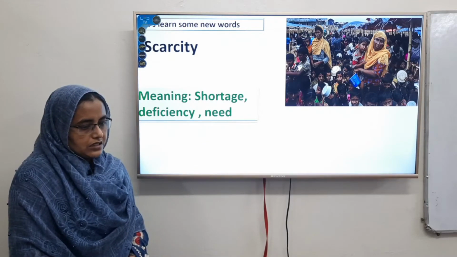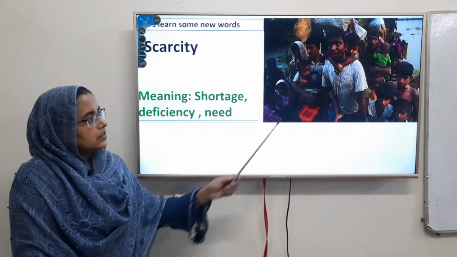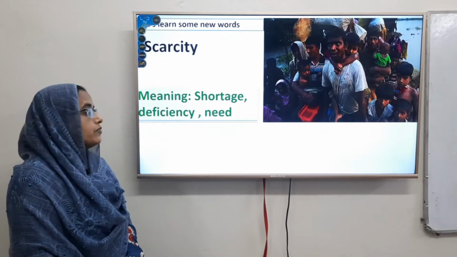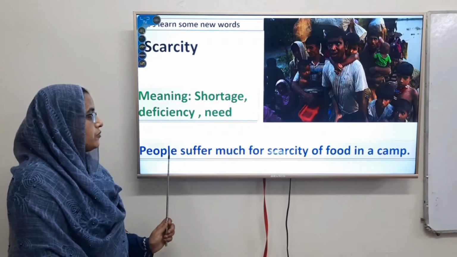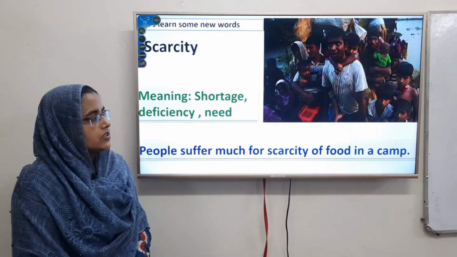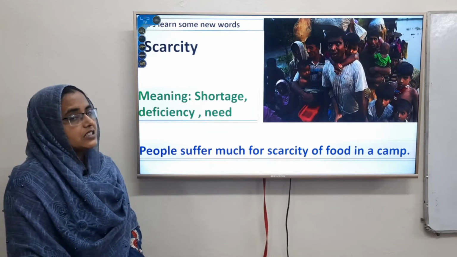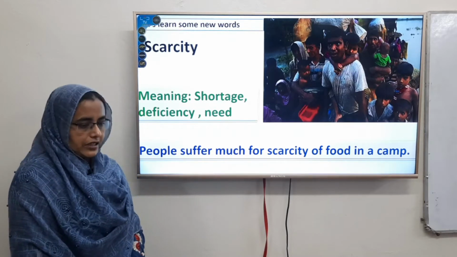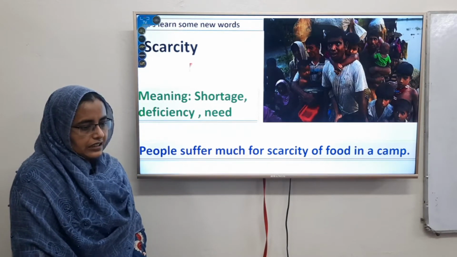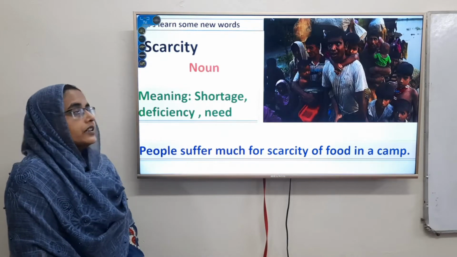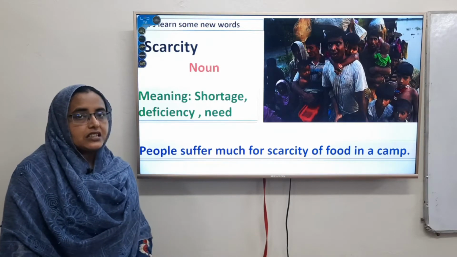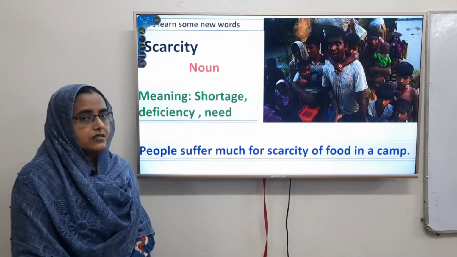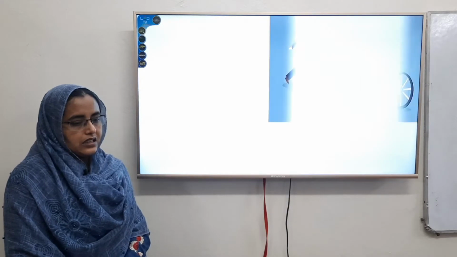So, learners, we can see scarcity here and also scarcity here. And what is the problem? The problem is that people suffer much for scarcity of food. Food scarcity is a very acute problem and people suffer much for that. This is a noun form. So, learners, I think the pronunciation is clear to you. The pronunciation of this word is scarcity. Okay, learners, let us see the next word.